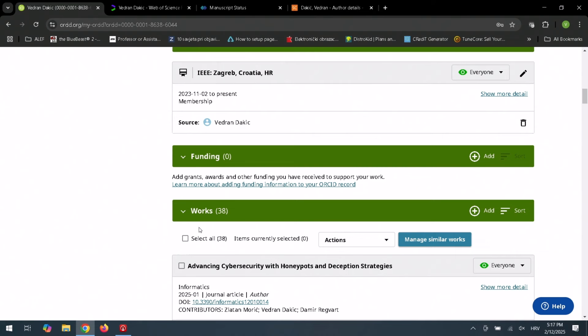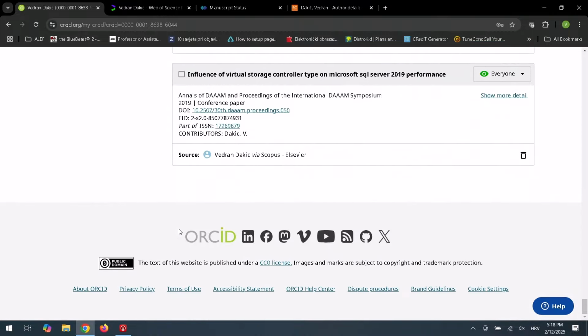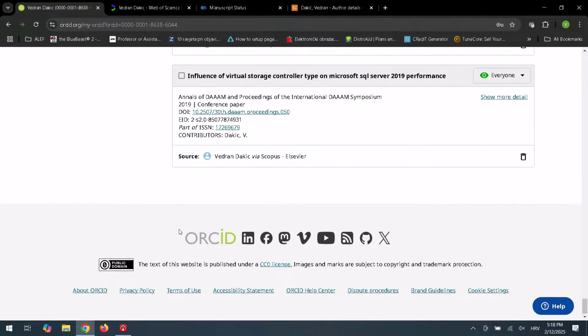This is where your indexed papers from conferences and/or journals are going to be present. And the second one, which I don't have right now, but I could show you an example because our colleague does have it.